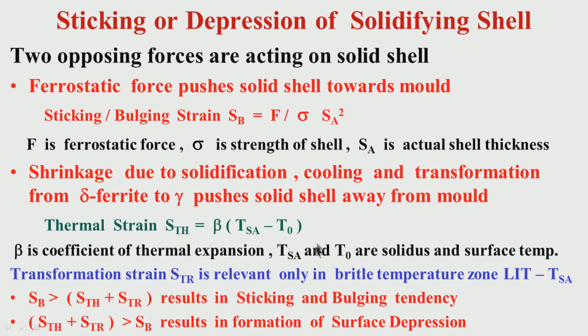What is the thermal strain? This again depends on the chemistry to a certain extent. When the delta to gamma transformation takes place, and whether at all it will take place, again depends on the chemistry. So, many factors contribute to the different levels of sticking or bulging strain or the strain from the shrinkage. The relative values of these two strains will determine the sticking or depression tendency. Thank you very much.